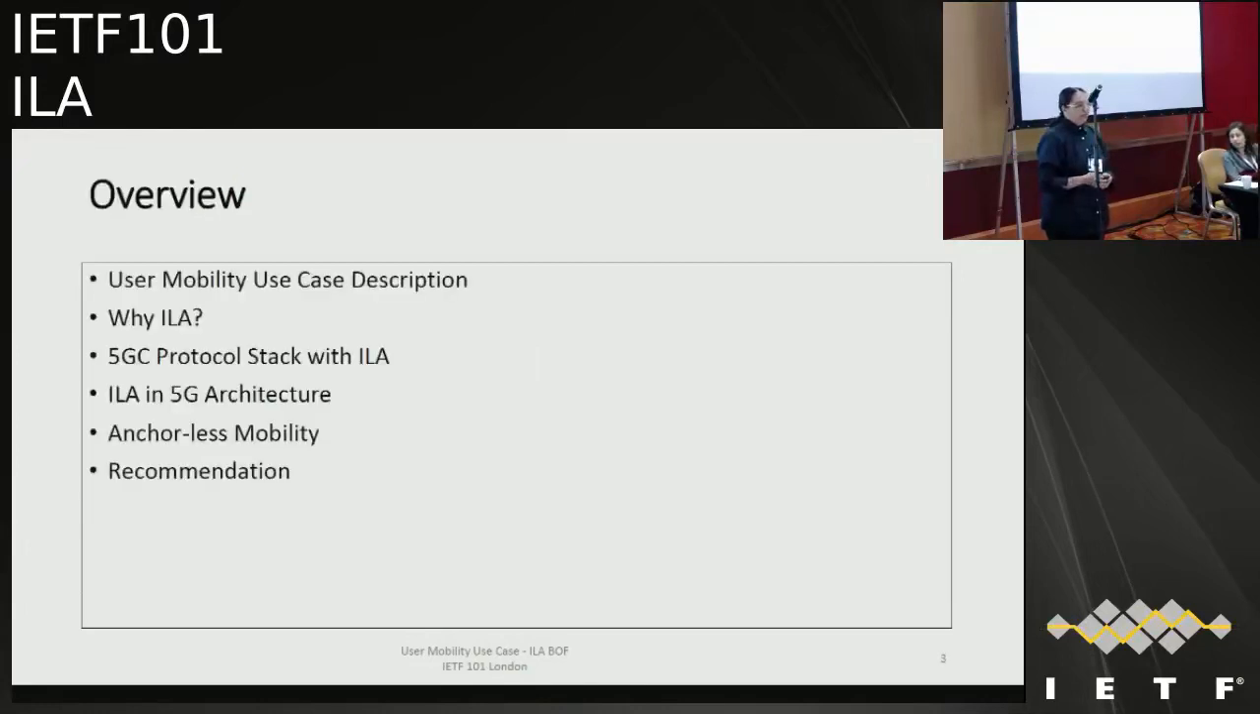What I'll cover is the use case and why ILA and how does the ILA fit into the 5G architecture. Anchorless mobility is a topic that constantly comes up, so I'll try and explain something and then maybe there is a recommendation for the way forward.